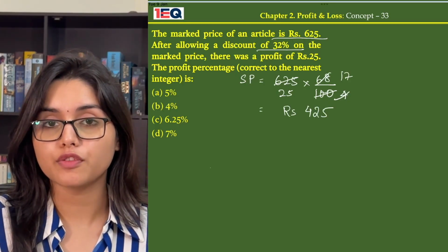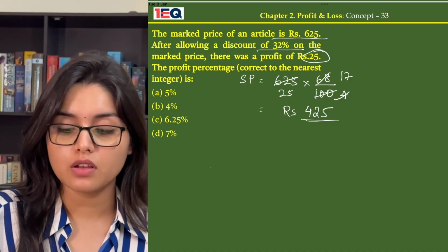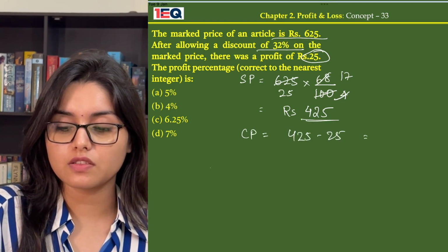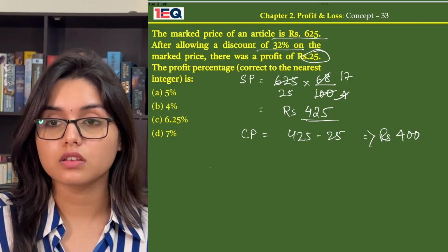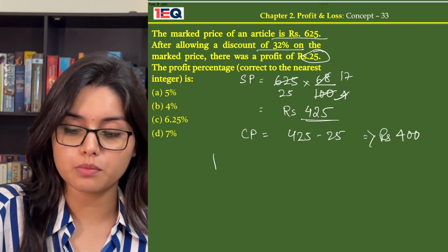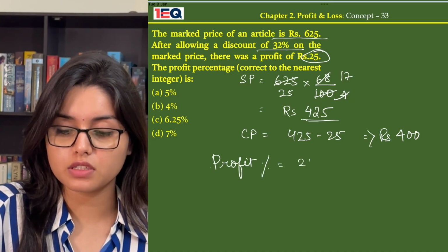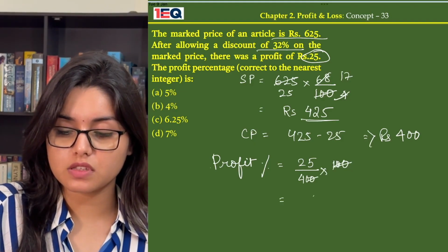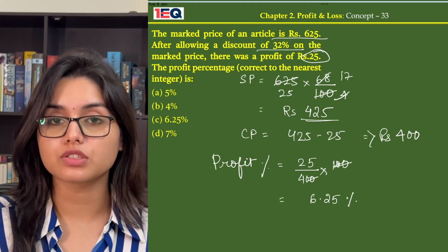Now it is given that the profit earned is rupees 25 and my selling price is 425. So cost price equals selling price minus profit. That gives us rupees 400. Now the profit is known, the cost price is known. The profit percentage is equal to profit by cost price into 100. 25 by 4 gives us 6.25%. So the answer to this question is option C.